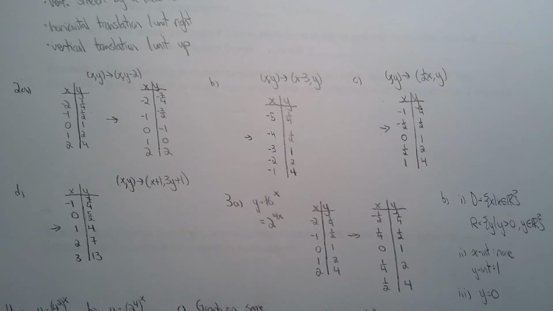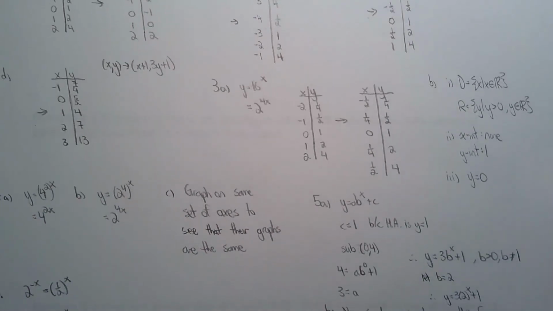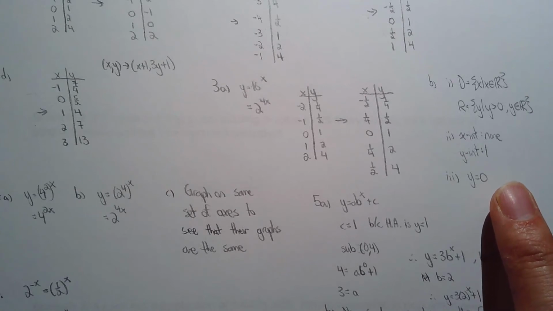They want me to identify domain and range. No problem. Domain is all real numbers. Range is any value greater than 0. X and y intercepts, you can see the graph. Asymptote, you can see the graph. But based on transformations, it makes sense that the horizontal asymptote has an equation of y equals 0.